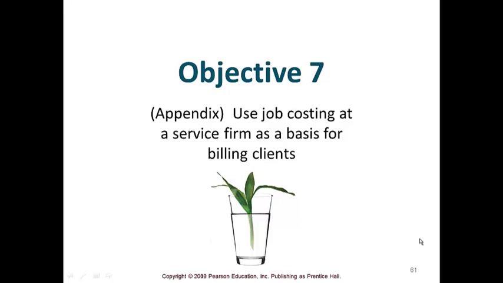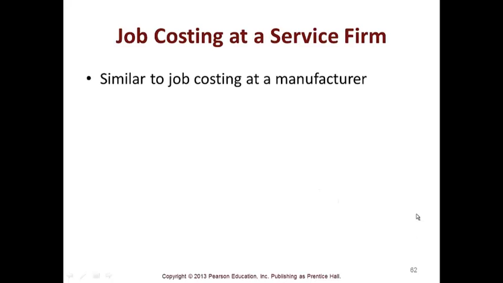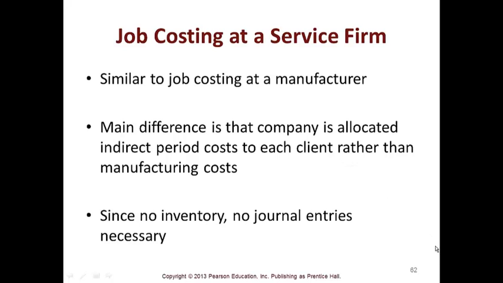Let's go over Objective 7 real quick because it talks about service firms. Job costing is done in service-related entities, and think of other entities too, other than what I'm going to list here. It's similar to job costing of a manufacturer, but healthcare, hospitals, those kinds of businesses do job costing for service lines like transplant services or cardiac services. So job costing is important outside of just manufacturing. The main difference is that the company has allocated indirect period cost to each client rather than manufacturing cost, or to each service line rather than a type of thing you're manufacturing.